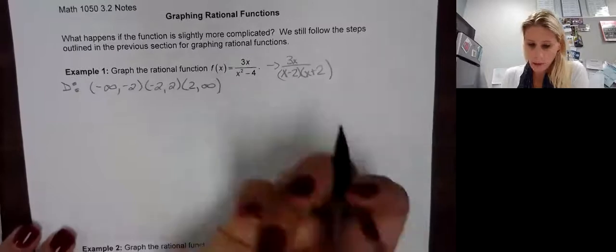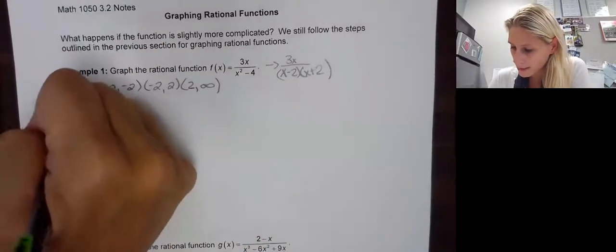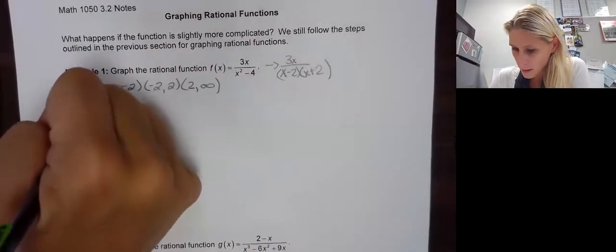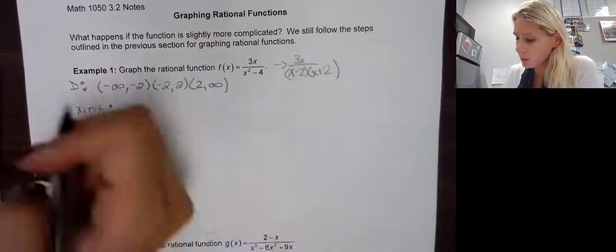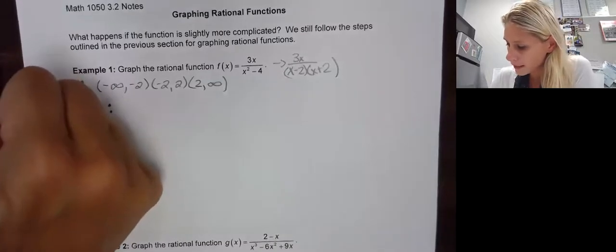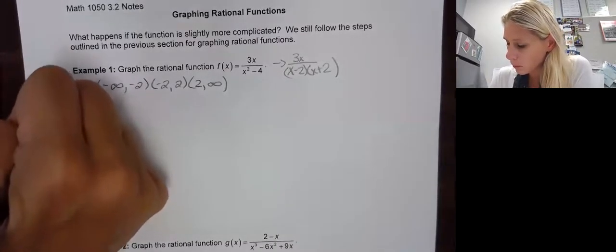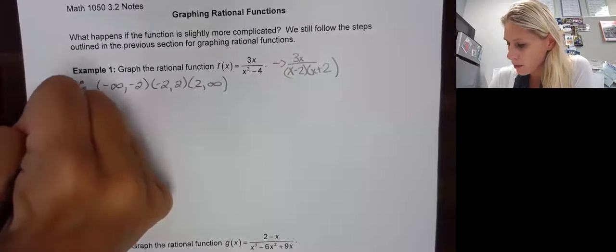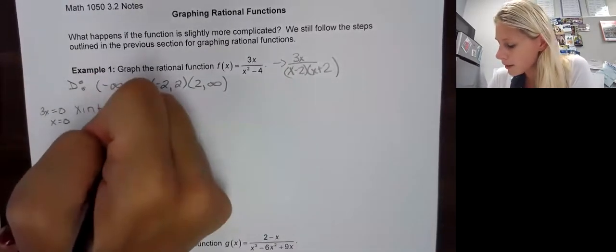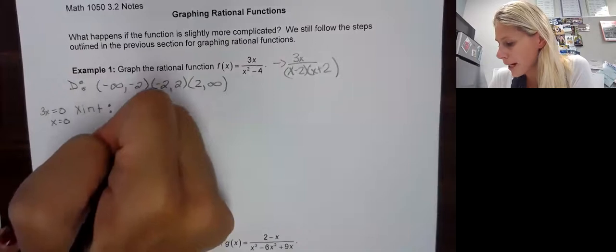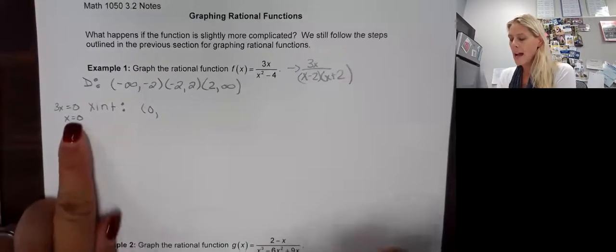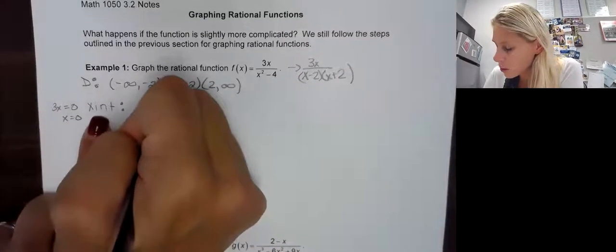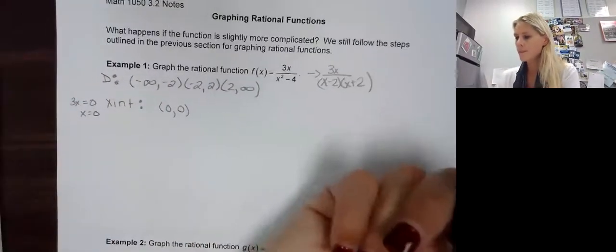Okay, now what else do we need? Well, we need our intercepts, right? So we have an x-intercept, and what you need to do is set your numerator equal to 0. So we have 3x equals 0, and when we solve, we have x equals 0. Now, the intercept is a coordinate pair, so make sure that you write down the coordinate pair. Remember, when this is solving for x, the x-intercept is also when y equals 0.